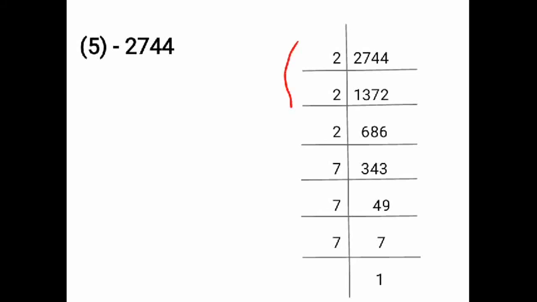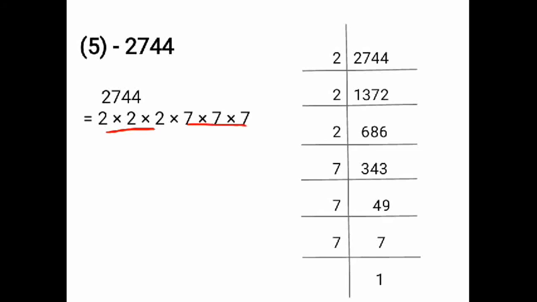Now write these numbers in multiplication form. That is, 2744 is equal to 2 into 2 into 2 into 7 into 7 into 7. Underline it and make groups. 2 into 2 into 2 is 2 cube, 7 into 7 into 7 is 7 cube. That is, in bracket, 2 into 7 raised to cube. 2 sevens are 14. Answer is 14 cube.